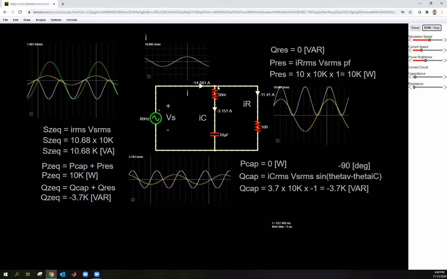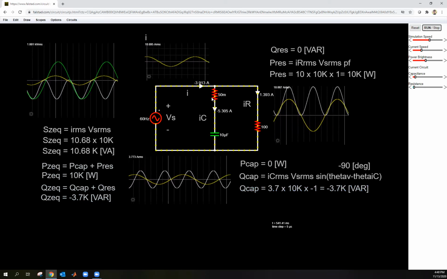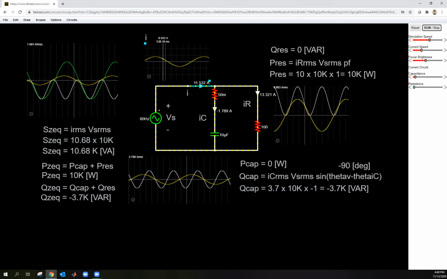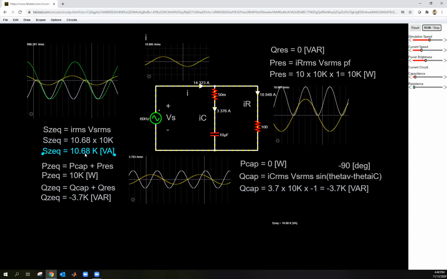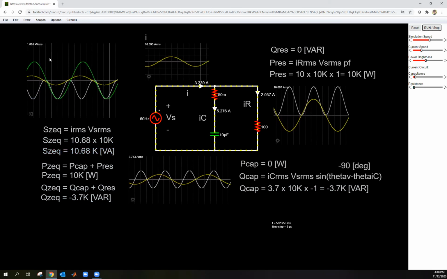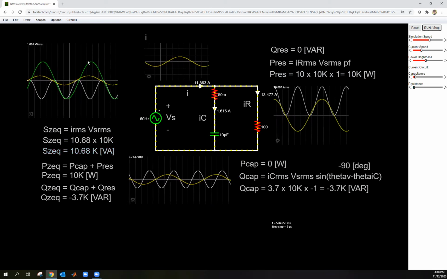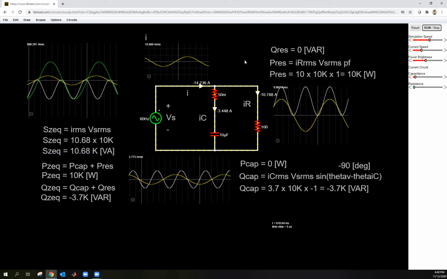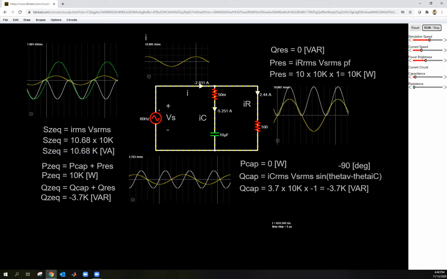Now, what about the total apparent power? Well, that's just IRMS here times VS RMS, right? Because that's the voltage across. So if I look at this number here, it's 10.68, 10.7 times 10K, which is 10.7 kilovolt amps. All right, so I hope this whole simulation is showing you that the numbers can be obtained from these plots. Now, what I want to do is a deep dive mathematically and see if we're getting the same numbers. Okay, so let's go back to the DocCam.